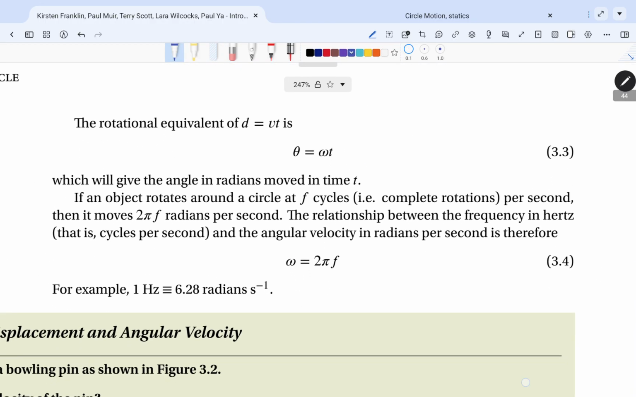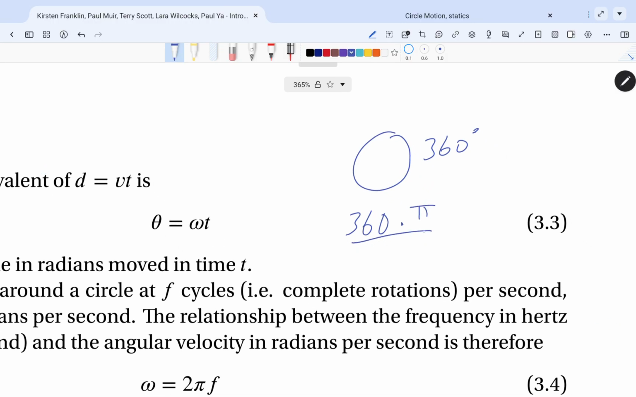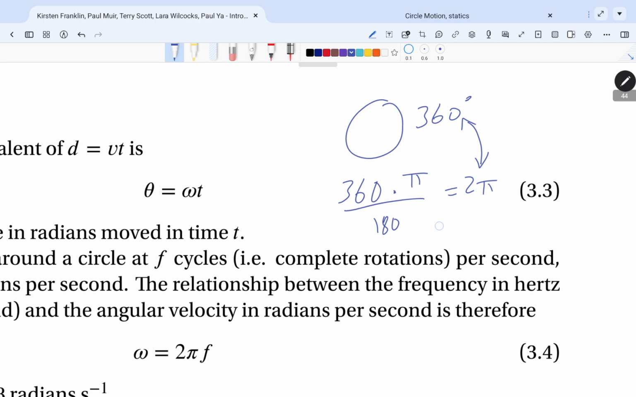And finally, this thing right here: W equals 2 pi f. Well, what's f? If an object rotates around a circle at f cycles per second, then it moves 2 pi f radians per second. So remember, how many degrees do we have around a circle? 360 degrees. And if we convert that to radians, how do we convert? Oh yeah, times pi over 180. Well, what's 360 divided by 180? It's 2. So you end up with 2 pi. So we have 360 degrees around a circle, or 2 pi around a circle.